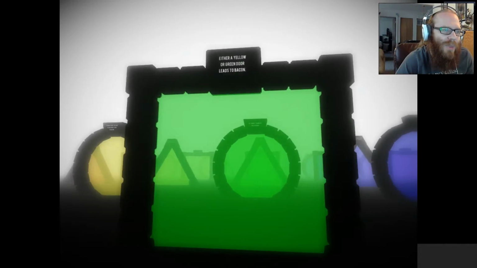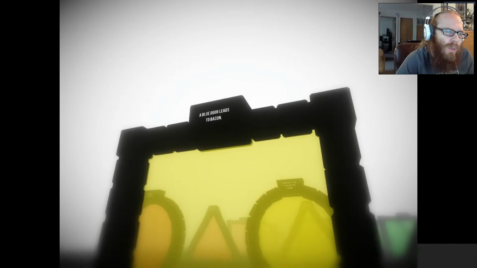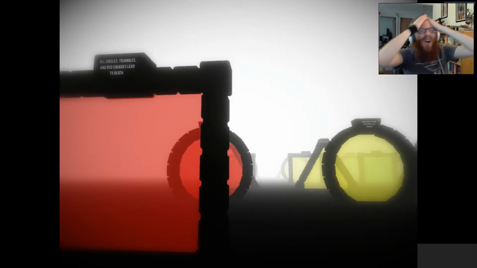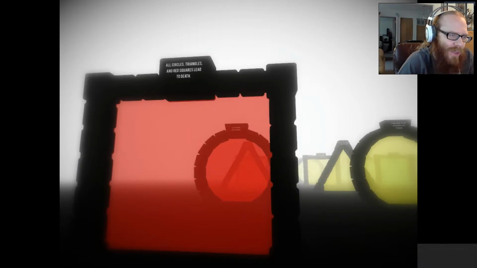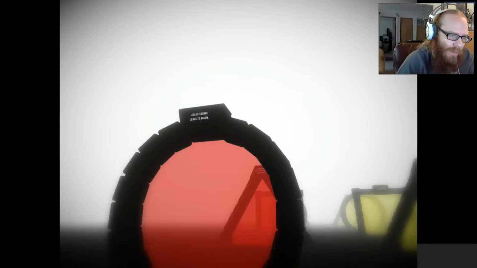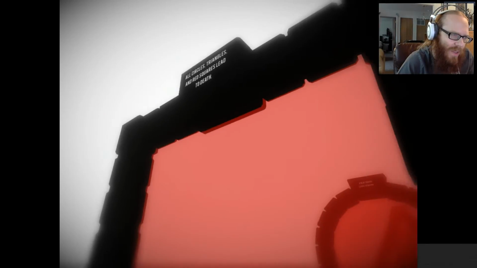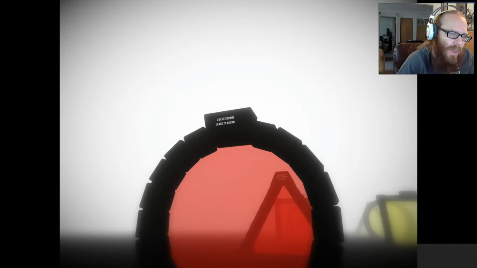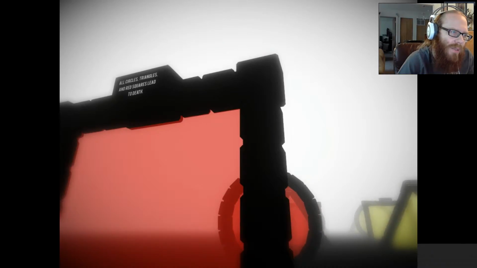Okay, so one door is right. Either a yellow or a green door leads to bacon. A blue door leads to... Oh, my God. Seriously? Holy crap. All circles, triangles, and red squares lead to death. A blue square leads to bacon. This says all circles, triangles, and red squares lead to death. And a blue square leads to bacon.